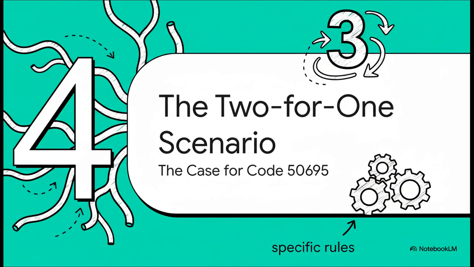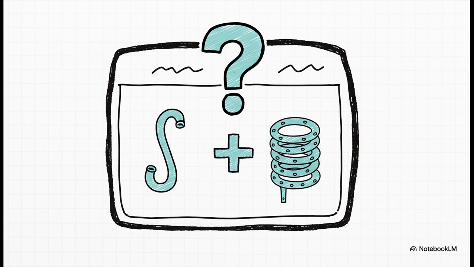All right, so you're feeling good about the basic package deal, right? Awesome. Now let's level up. We're going to look at a more complex situation. This is where our third code, 50695, comes into play, and you've got to know its very specific rules. So here's the scenario. Imagine the doctor goes in, but they don't just place a ureteral stent. In the very same procedure, through the same little hole in the skin, they also place a totally separate device, a drainage catheter. So, how in the world do you code for two devices?